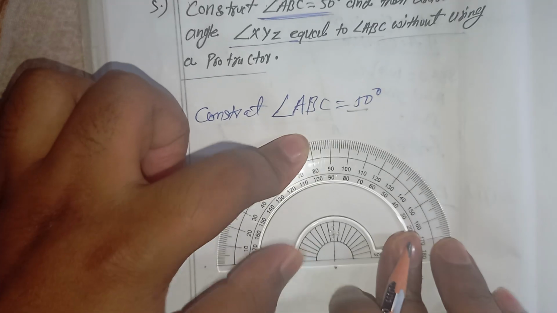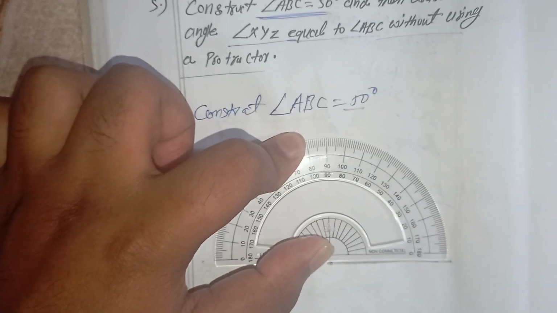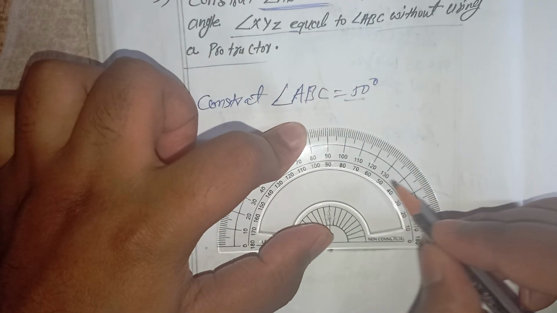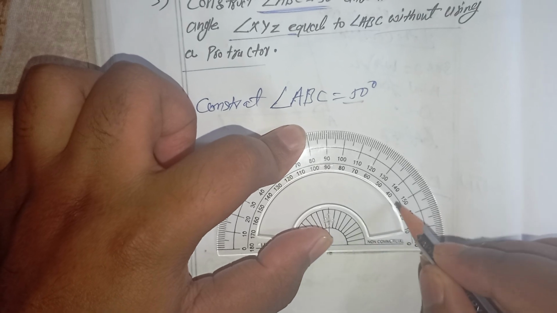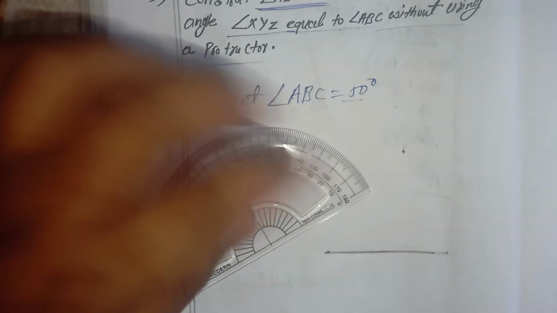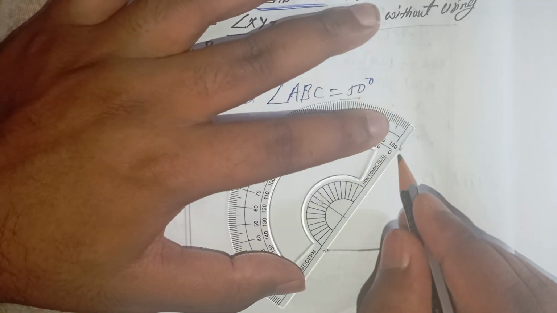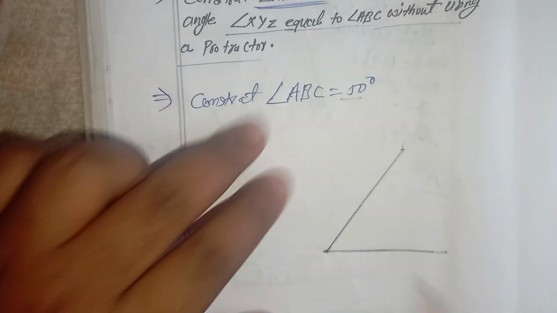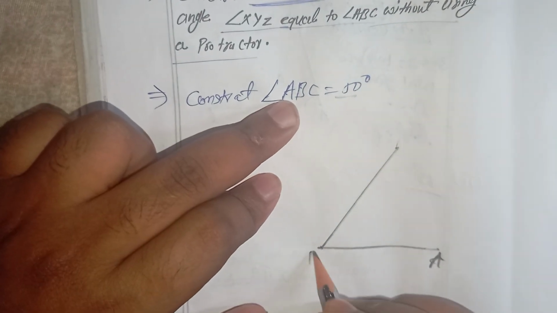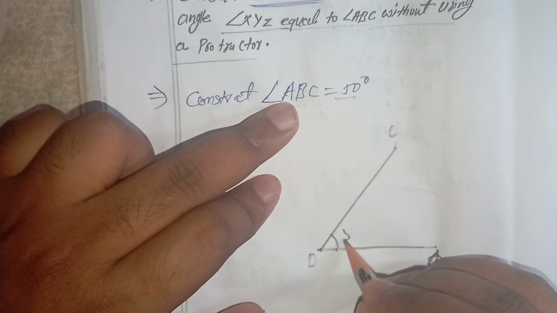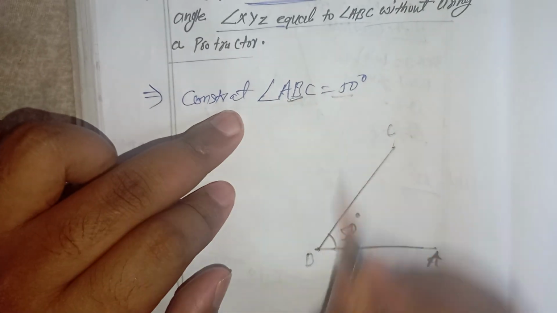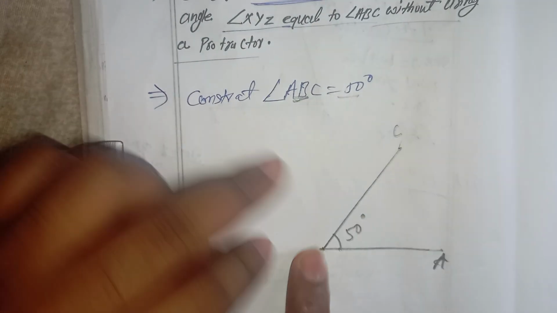So this is the point. Now 50 degrees is here: 0, 10, 20, 30, 40, 50, just here. Now join this line. So you can join like that. Let's suppose this is A, this is B and this is C. The angle is 50 degrees. Why is B in the middle? Because B is the vertex, that's why it's always in the middle.